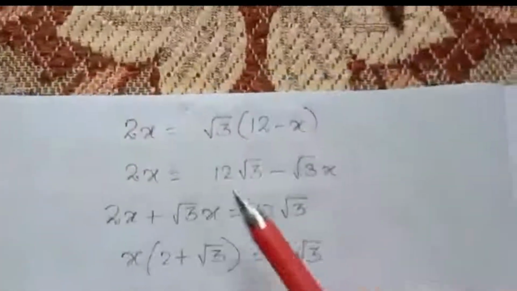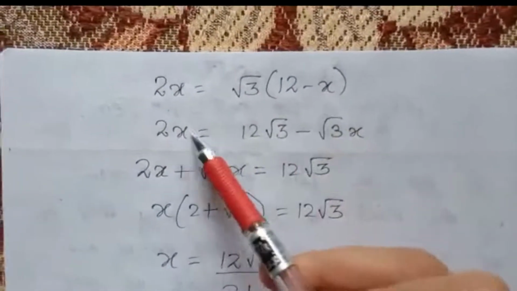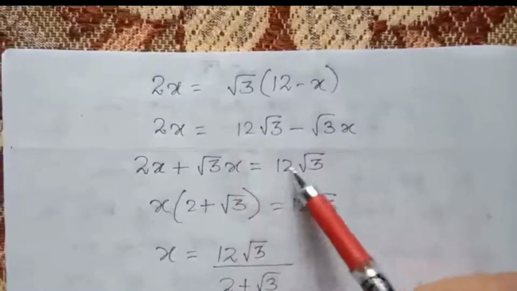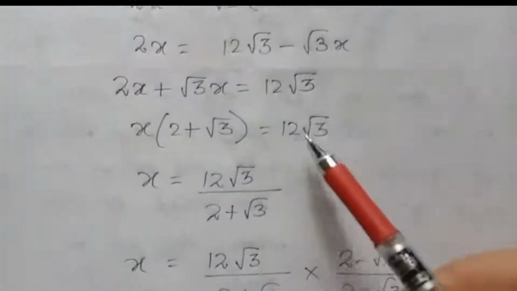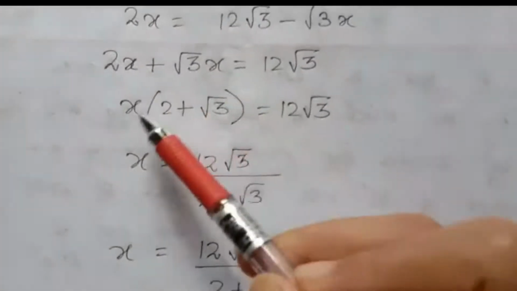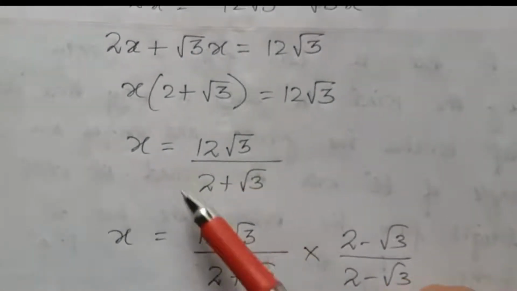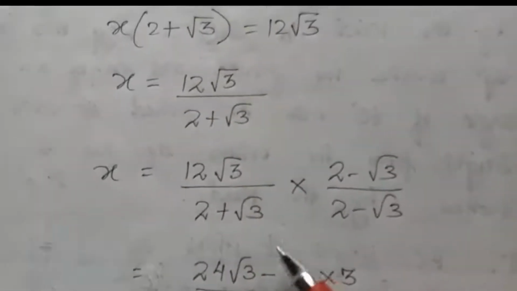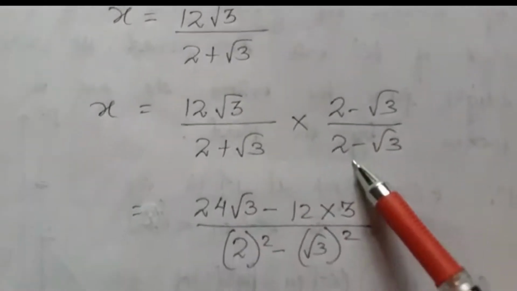Now cross multiplication. After cross multiplication you'll get this line. Then you keep X on one side: 2X plus root 3X is equal to 12 root 3. Take X common: X times 2 plus root 3 is equal to 12 root 3. Now this 12 root 3 will be divided by 2 plus root 3. You have to rationalize because we have a root in the denominator. So change this sign, then multiply numerator and denominator.